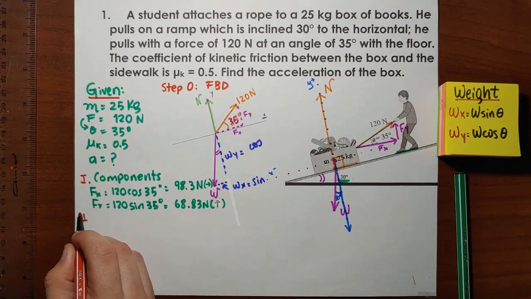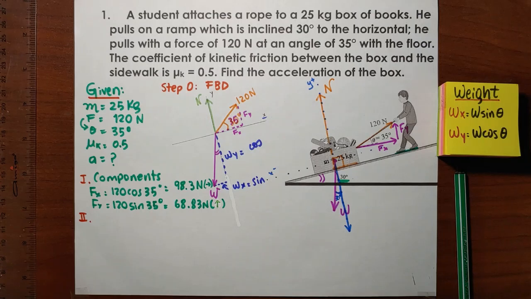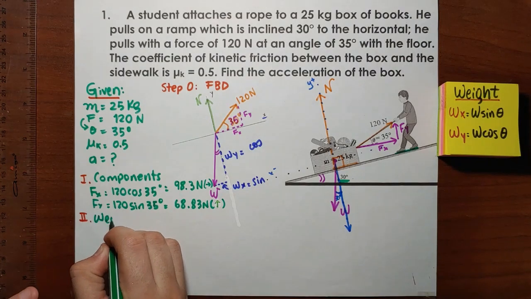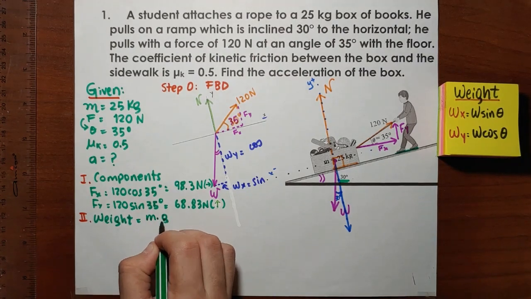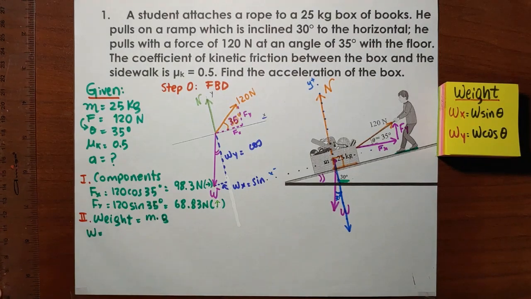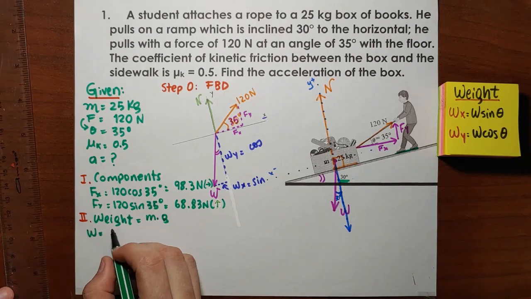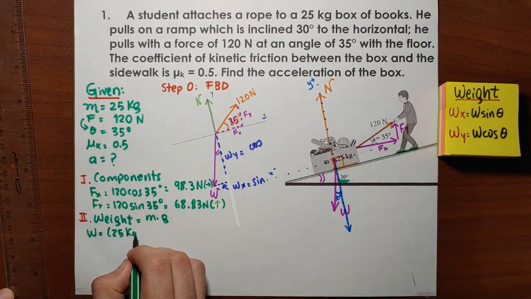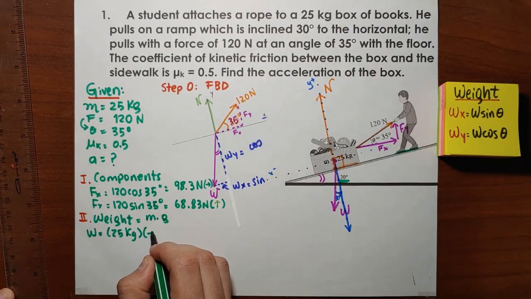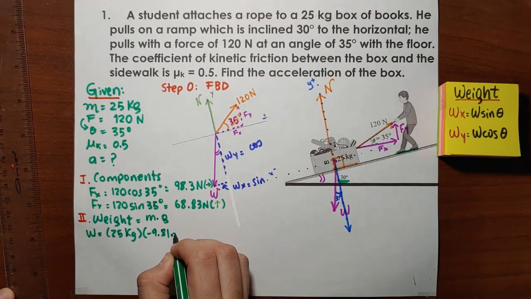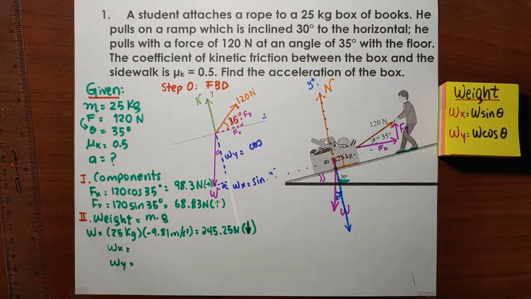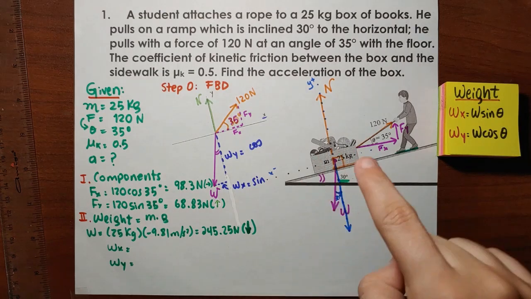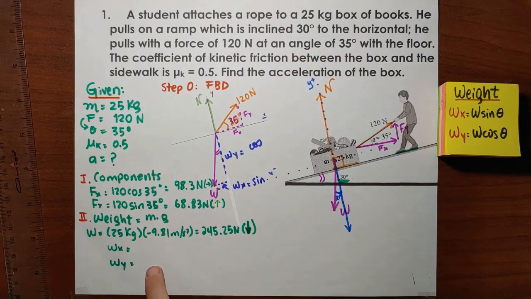In my second step, I will be calculating the weight, okay? And the weight, as you know, is mass times gravity. So my weight is 25 kilograms times negative 9.81. Okay, 245.25 Newton downward. Now, because my weight has an angle, it's going to have components.